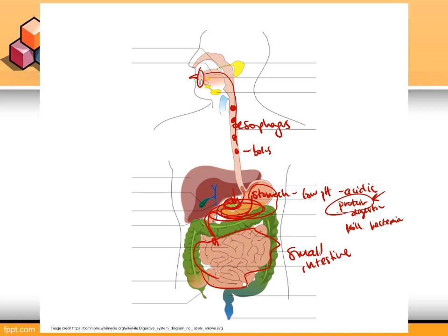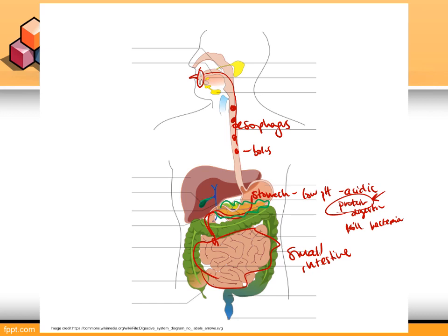So bicarbonate from the pancreas, let me erase all my scribbles. It's maybe hard to see. There it is, maybe easier to see now. Pancreas hiding back here. Pancreas is also going to make that bicarbonate that is going to neutralize stomach acid, go back to a slightly basic, just a little bit more basic than neutral environment in the small intestine.